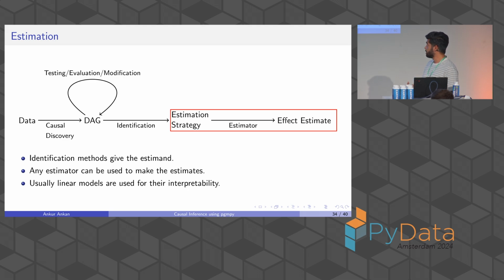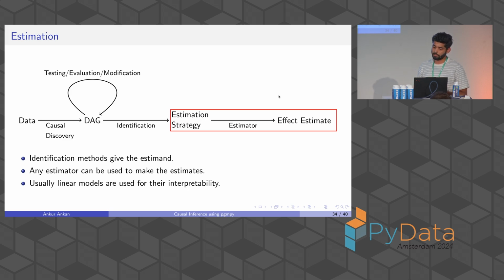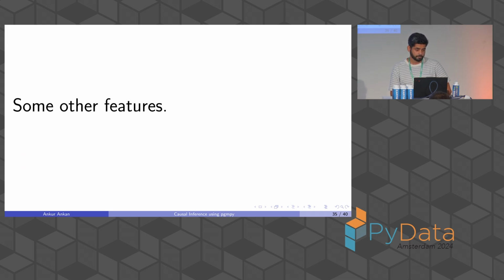So with identification, we basically get to an estimation strategy, for example, these equations here. What you need to do is estimate these parameters. Then you can essentially use any of your favorite statistical models to actually estimate those parameters. And typically, people use linear models just for their interpretability.